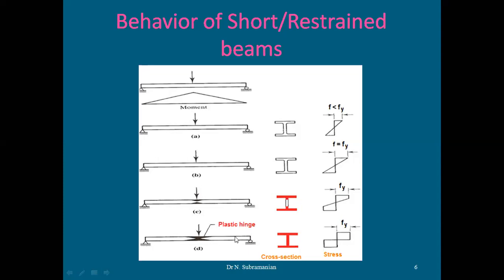So that is how this last mechanism plays an important role in your plastic analysis, which makes your structure economical, where it can reduce the cross section of the members. So that is how the behavior of short or restrained beams takes place. Okay.